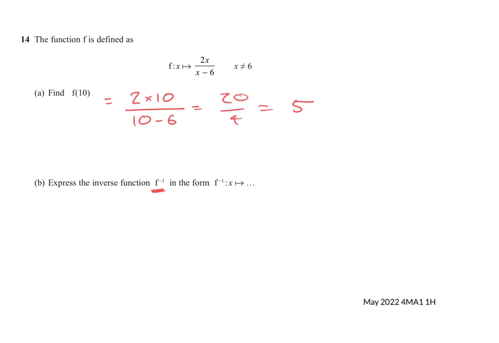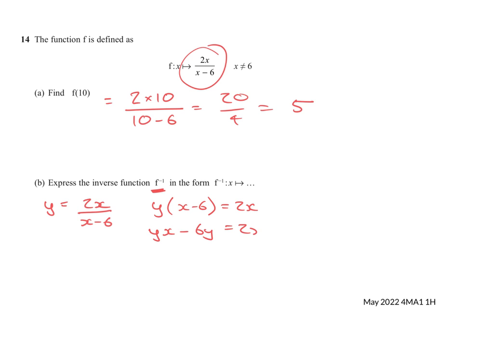So what we do here is we take our function, 2x over x minus 6, and we say, let y be that function. Y equals 2x over x minus 6. And now we want to rearrange that function so we have x as the subject. So the first step there would be to multiply by the denominator. Let's get rid of the denominator. So we have y bracket x minus 6 equals 2x. Second step is to expand the bracket. So we have yx minus 6y equals 2x.